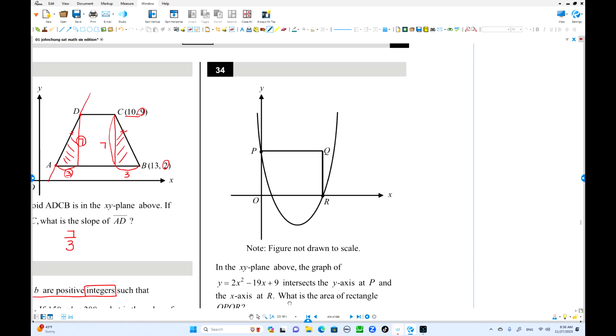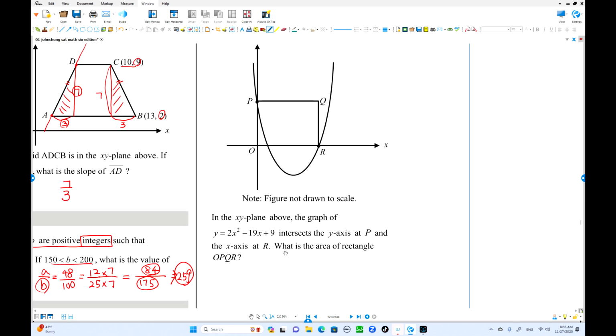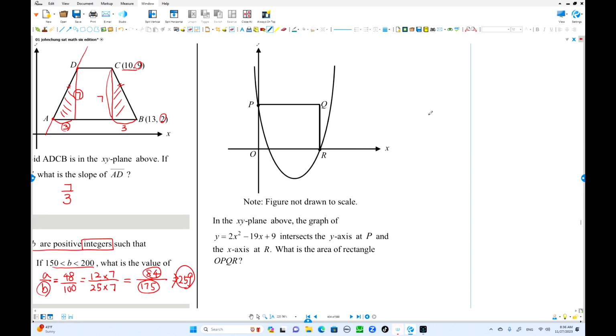Okay, here we go. This is number 34. So we have the equation of the graph, 2x squared minus 19x plus 9. What is the area of this rectangle? Okay, or PQ, this is a rectangle, okay? We need the length of this one. This is the length of what? From 0 to this point, which is what? X-intercept. This is the y-intercept. First, find the y-intercept. When x equals 0, the y-intercept is what? 0, 9. This is a 9.